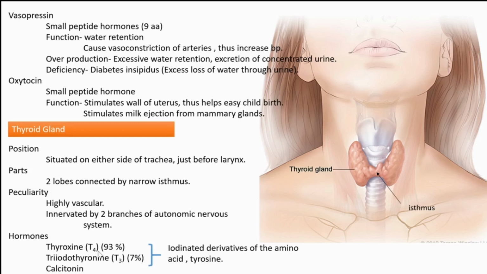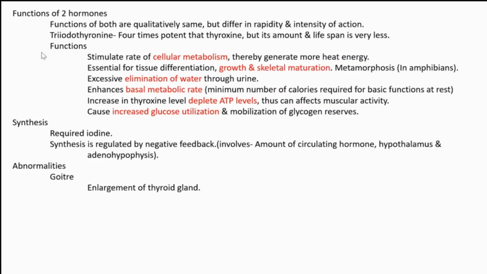Thyroxine and triiodothyronine are all iodinated derivatives of the amino acid tyrosine. All are derivatives of tyrosine. Tyrosine's iodinated derivatives. Okay. Next slide. Then we are going to see about its functions.